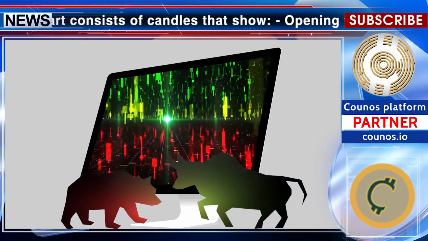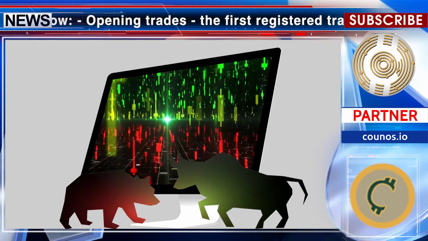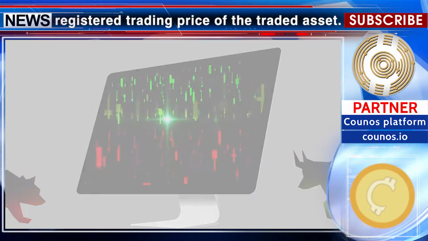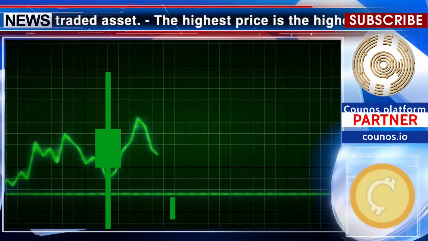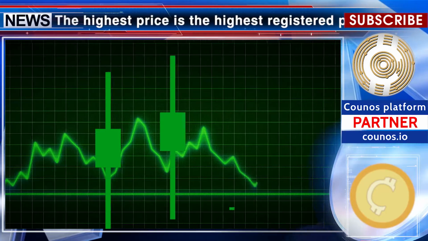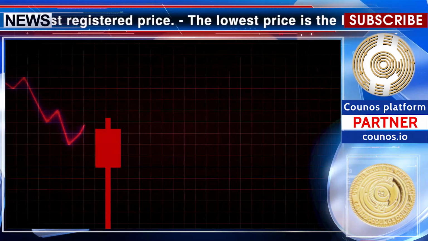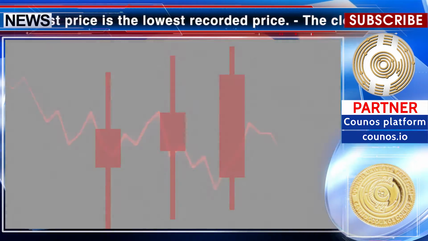In practice, candles show the resistance between bulls and bears for a certain period of time, and the longer the body of the candle, the stronger the buying or selling pressure. If we consider the classic version of the candlestick chart, then the green candlestick body means that the asset price closed above the opening price. And if the body of the candle is red, it means that the candle closed below the opening price.